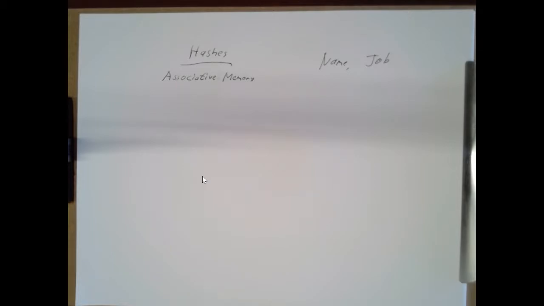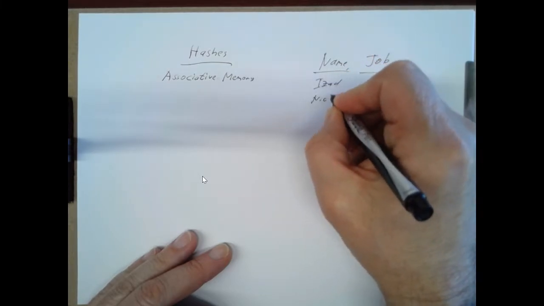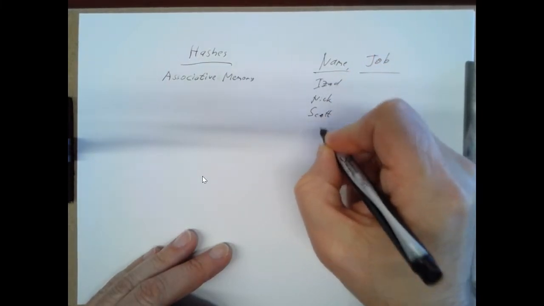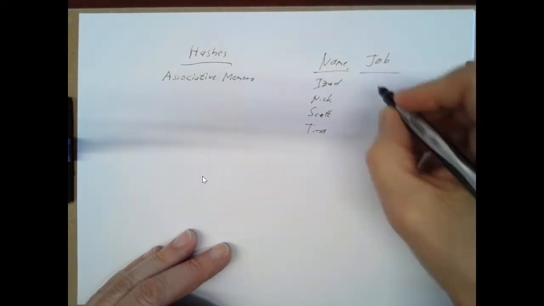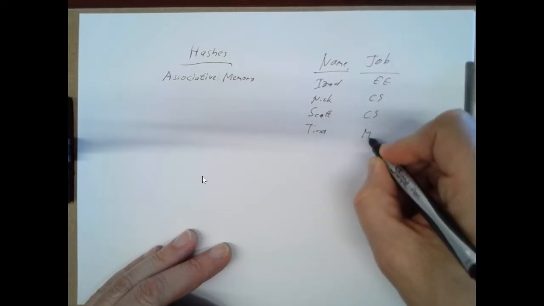And if we don't like two-dimensional arrays, we might do this with two arrays, a name array and a job array. The first entry in the name array corresponds to the first entry in the jobs array, and so on and so forth. We can search through the names, find a particular name, and that index gives us the job description that goes with it. And so we might have entries like Izad and Nick and Scott and Tina. Izad teaches electrical engineering, and I teach CS, and Scott teaches CS, and Tina teaches mechanical engineering.